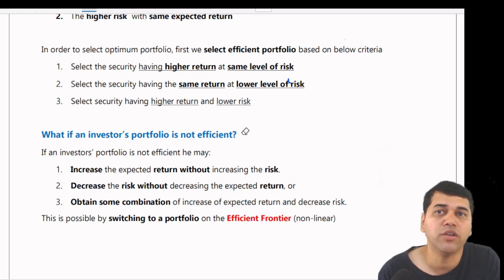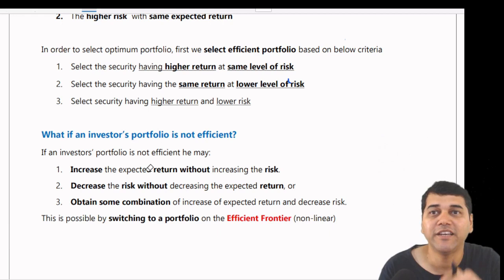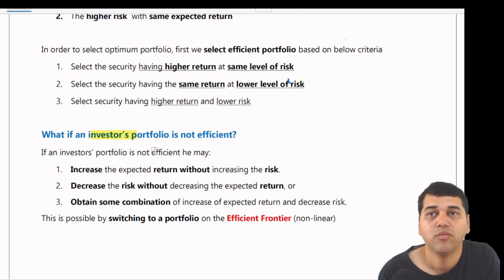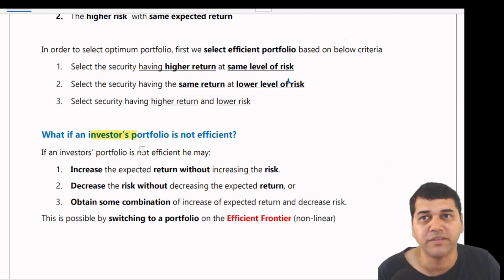What if the investor's portfolio is not efficient? Then you are called an inefficient investor. Mad, no? Idiot. If the investor's portfolio is not efficient, is he a fool investor, no? Why? Because when Infosys was giving 12% for 5% risk, and TCS is giving 10% for 5% risk, why did he choose TCS, Baba?